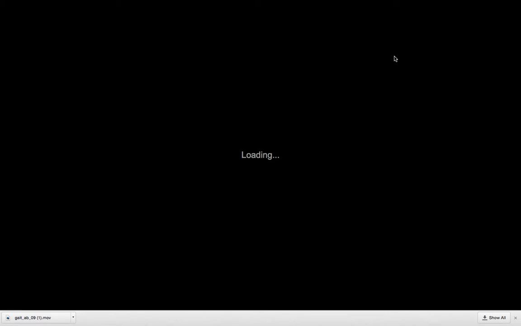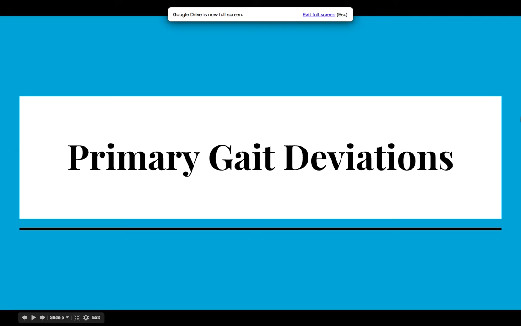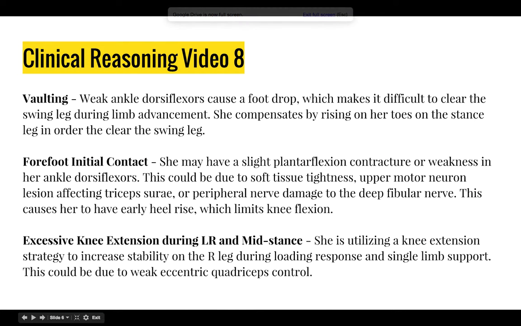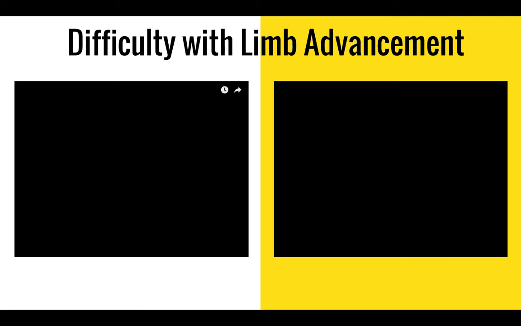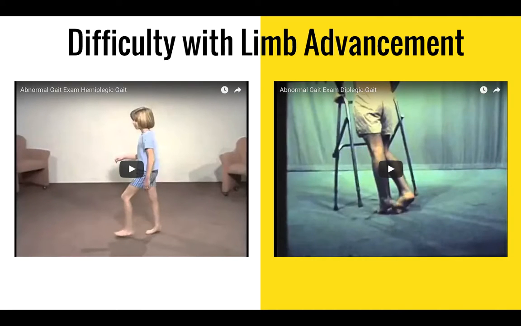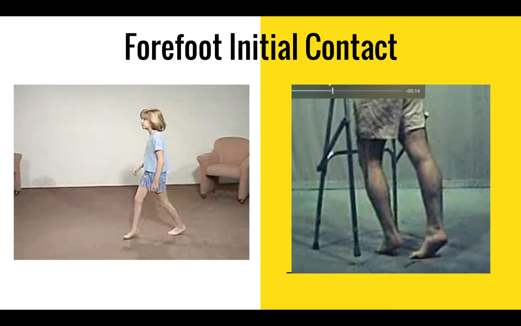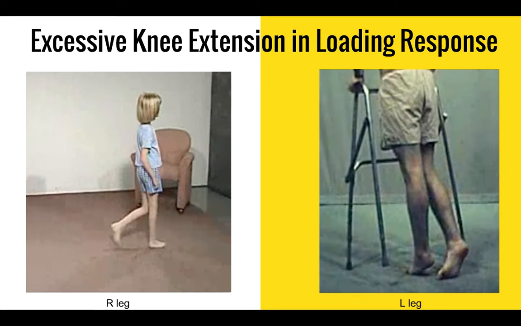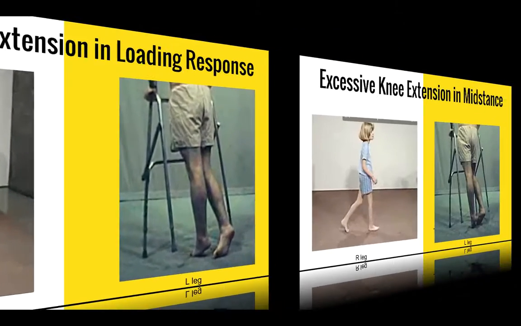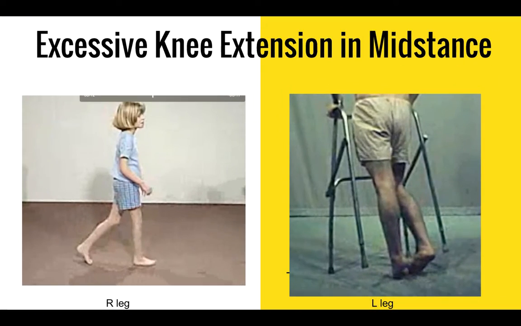So now we're just going to go back to the PowerPoint, and you can see we have the list of the primary gait deviations for video 8, and then for video 9, which we just spoke about. So here are just screenshots, and this is the video for the difficulty with limb advancement. And then we have a screenshot of forefoot initial contact, comparing both, and then excessive knee extension in loading response, and excessive knee extension in mid-stance.